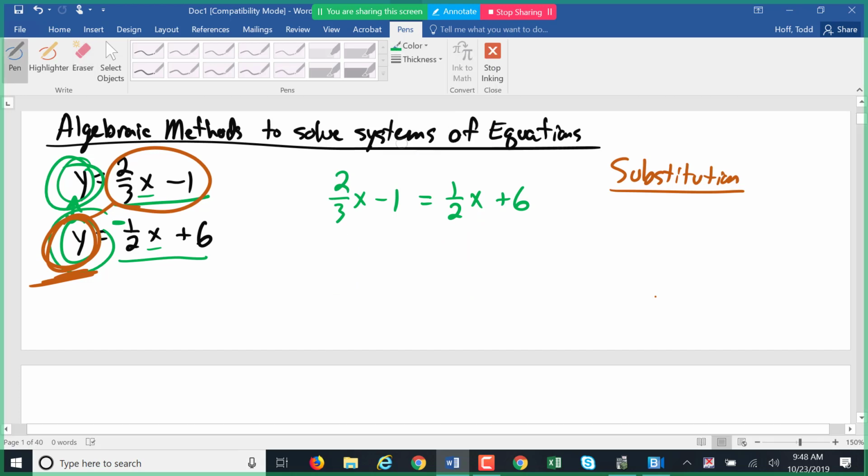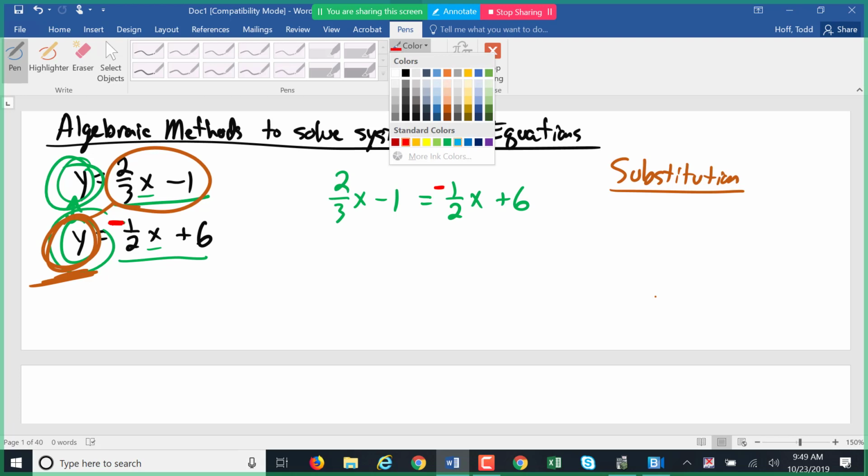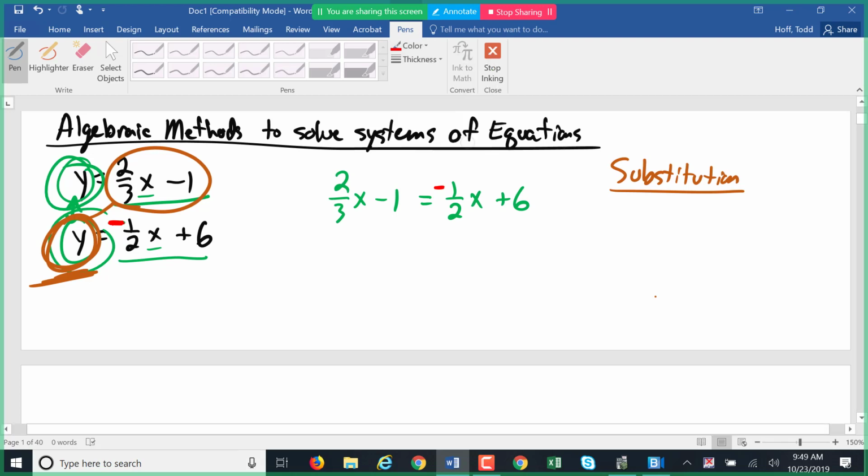This here is not y equals 1/2 x plus 6. It's negative 1/2 x plus 6. So I'll give you time to recopy that. It's 2/3 x minus 1 equals negative 1/2 x plus 6. Changes the tone of things a little bit. Sorry about that. So we still have to get rid of one of the x's, but it's a negative 1/2.